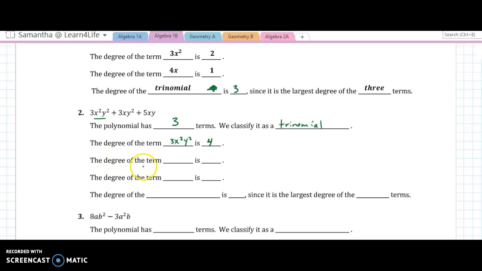All right, the degree of the term 3xy squared is, so here the exponent of the x is 1. The exponent of the y is 2, so when we add those together, we get 3.